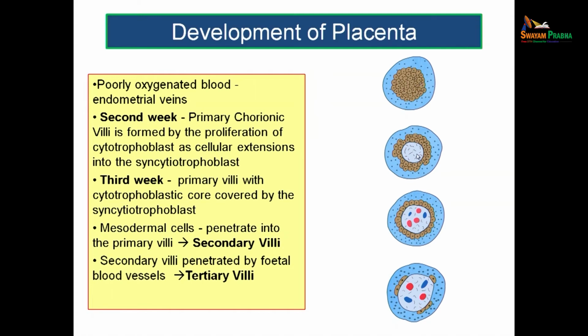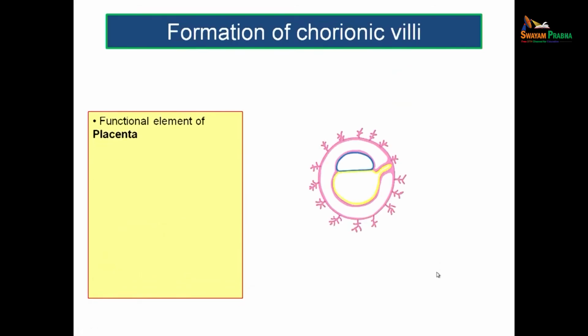This is the primary villus where you get in the center the cytotrophoblast. In the secondary villus you have the mesodermal core. In the tertiary villus you have the fetal capillaries, and towards term you can see that the fetal capillaries are moving towards the periphery and some of the cytotrophoblast cells are missing. So, this is how it is becoming a term villus. The chorionic villus is considered as the functional element of the placenta.